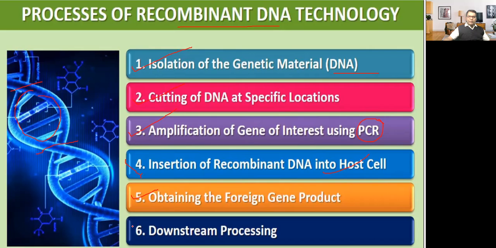Then we have to do the downstream process. That includes purification and filtration. That is the part of the downstream process. We'll be discussing these one by one. So these are the 6 steps of recombinant DNA technology. Sometimes in the question paper, in CBSE board examination and every school examination, there will be a question: explain the various steps of recombinant DNA technology. So you have to write these 6 steps.